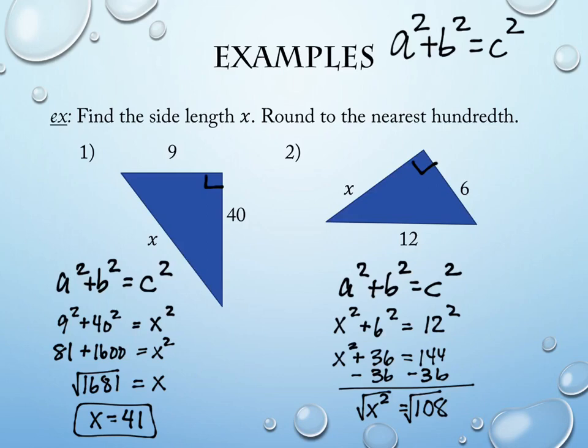108 is not a perfect square. So we would attempt to see if it would factor down any further. I don't have it written down that it did, so it probably doesn't. 108 certainly divides by 4. So I guess it will, actually. I take that back. I just didn't get it written down.